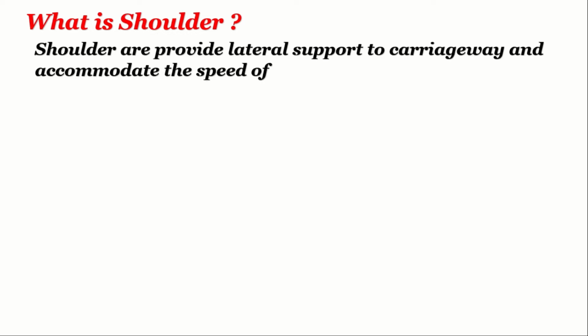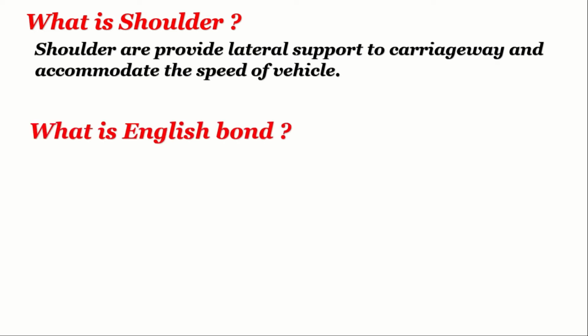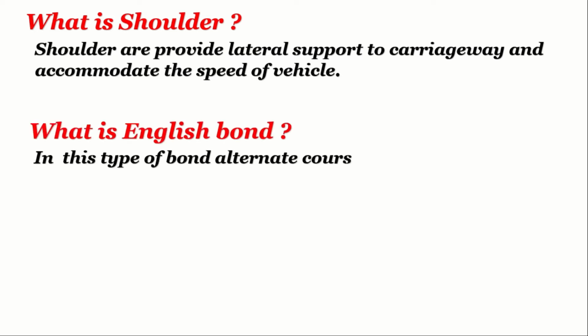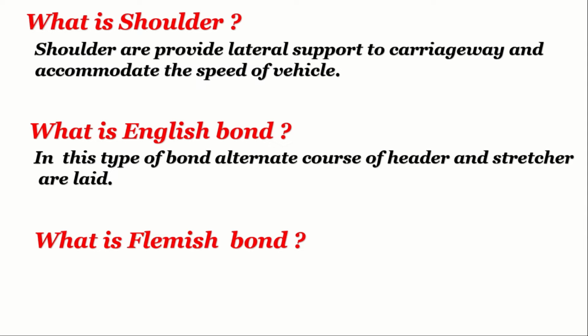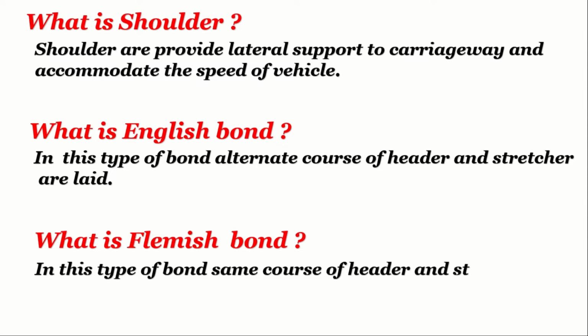What is shoulder? Shoulders provide lateral support to the carriageway and accommodate the speed of vehicle. What is English bond? In this type of bond, alternate courses of header and stretcher are laid. What is Flemish bond? In this type of bond, the same course of header and stretcher are laid.